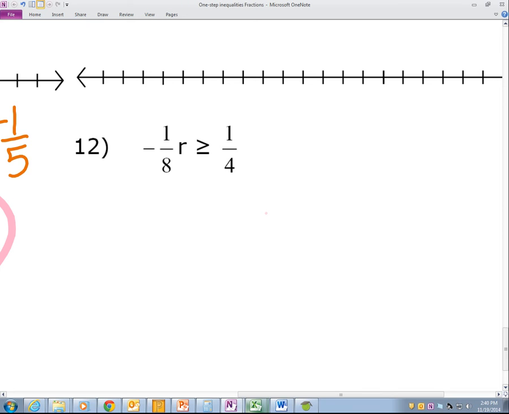Now we have negative 1/8 times r. In order to get r out of the way, what are we going to do, Max? Is it just 8 over 1? We've got to keep it negative. Yep, we've got to keep it the opposite, which is negative.